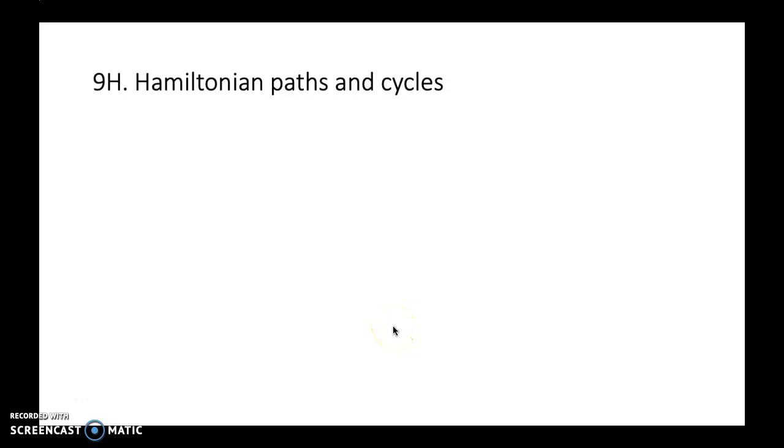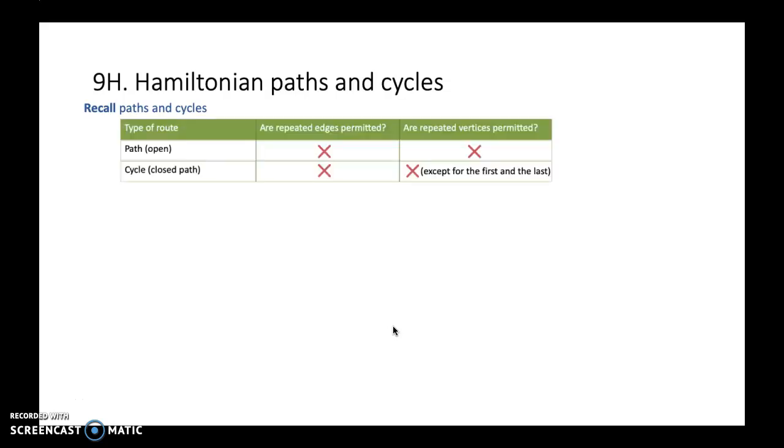Hi everyone! In today's video, we're going to talk about Hamiltonian paths and cycles. Let's first recap paths and cycles. A path is an open walk in which we cannot repeat edges or vertices. Cycles are a very similar concept to paths. It is basically a closed path.